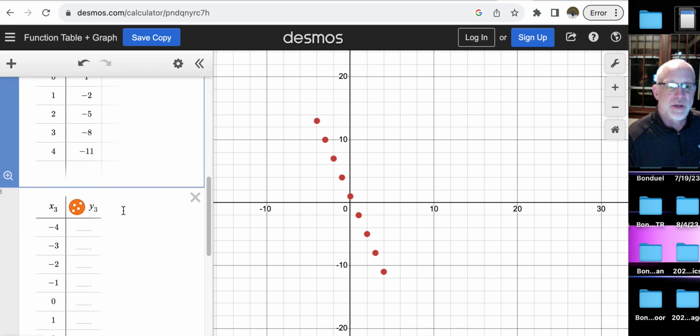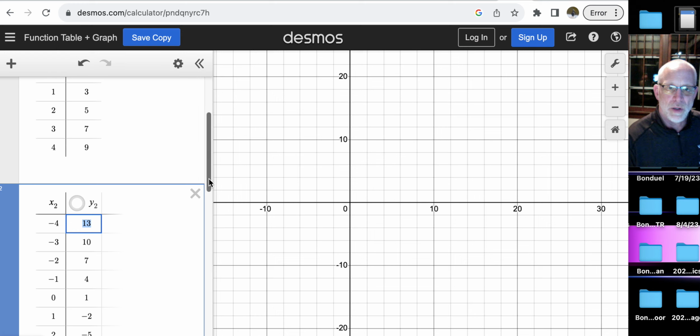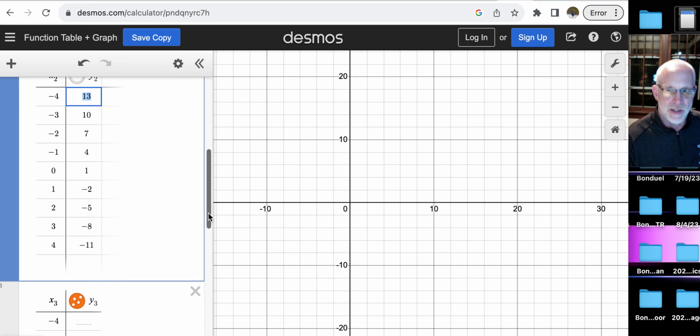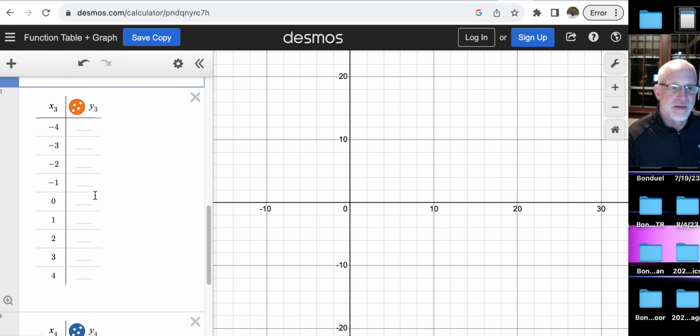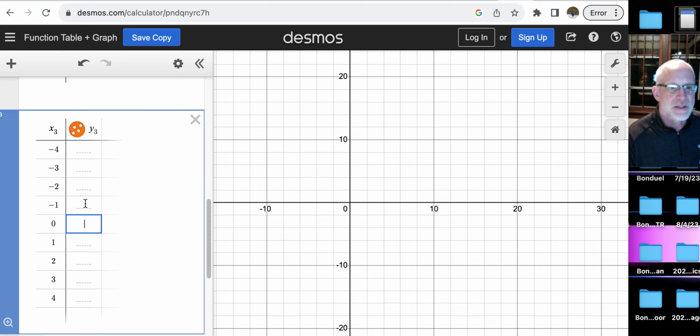The next one we have to do is double it and subtract 5. Double it and subtract 5. And this is one that I added. 0 doubled is 0. Take away 5 is negative 5. Okay. 1 doubled is 2. 2 subtract 5 is negative 3. All right. 2 doubled is 4. 4 subtract 5 is negative 1.